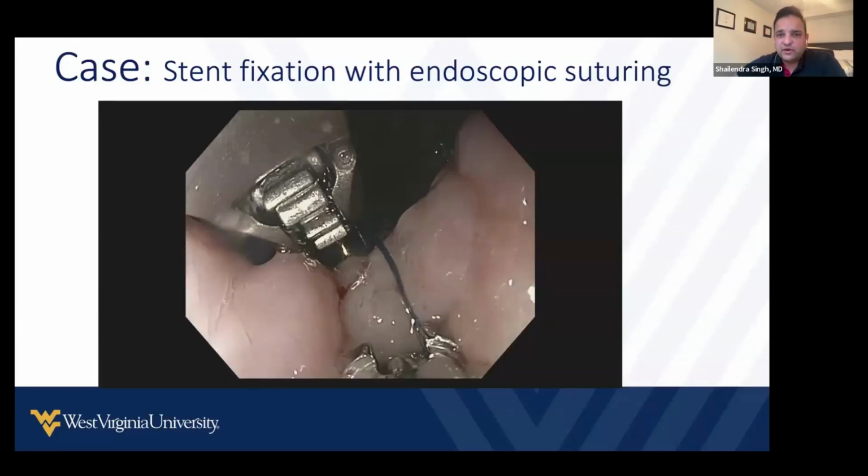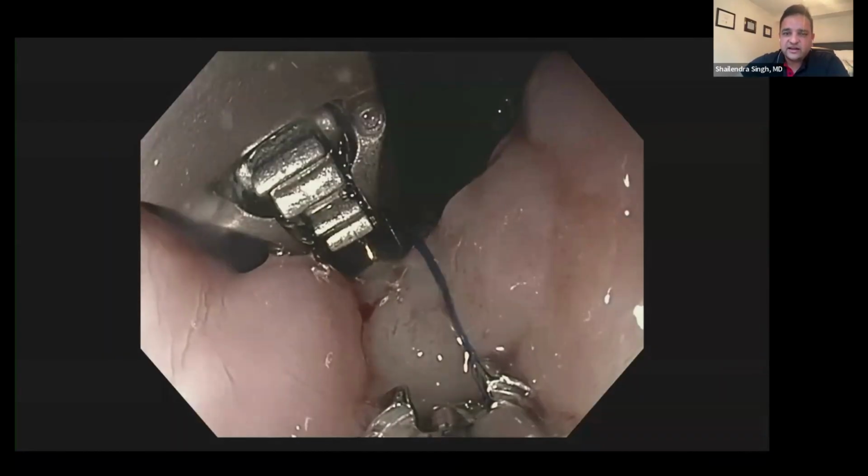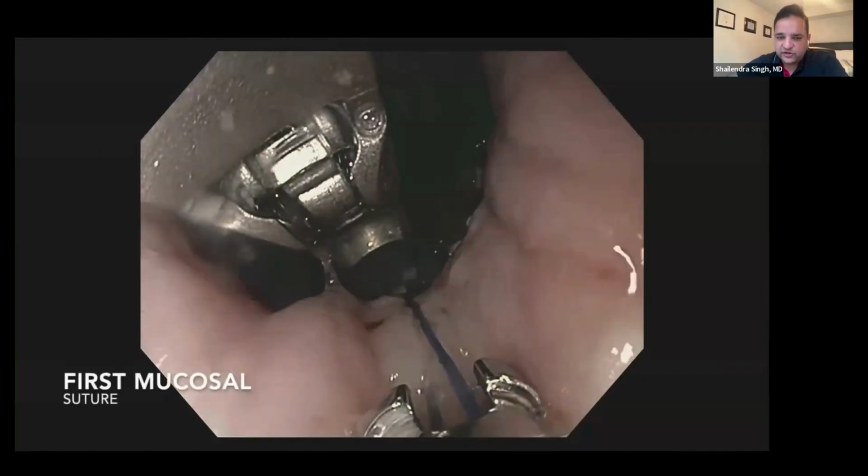So, this is a case where a stent was placed and it migrated. Again, we were able to salvage the stent, pull it in the esophagus in the right location, and then we performed endoscopic suturing to prevent it.